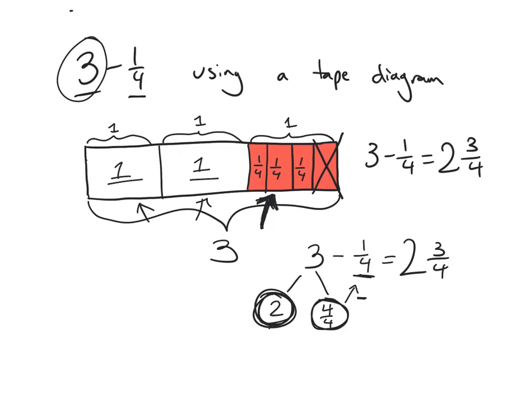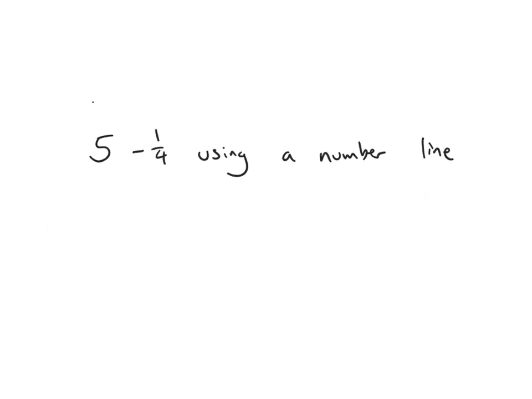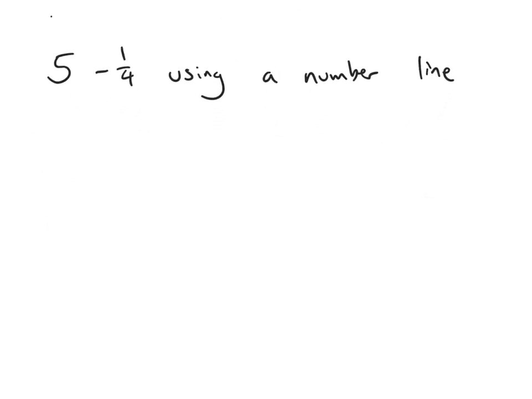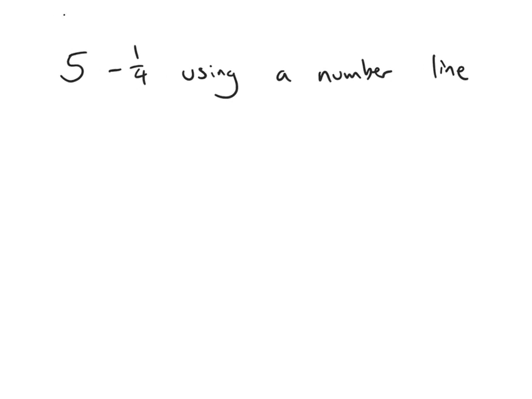So this process of splitting up that final whole into fourths and then subtracting or taking away one of those fourths, we can show with a tape diagram or with a number bond like we did right here. The final strategy we have for subtracting fractions from whole numbers is using a number line.